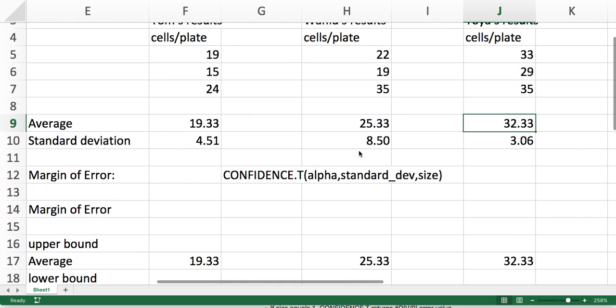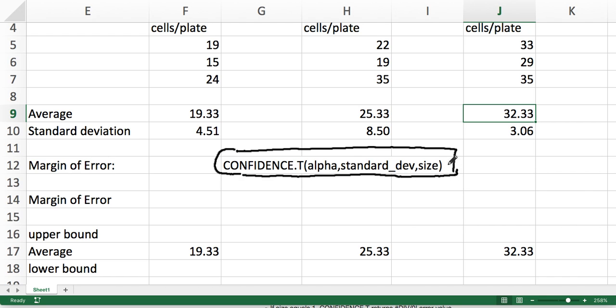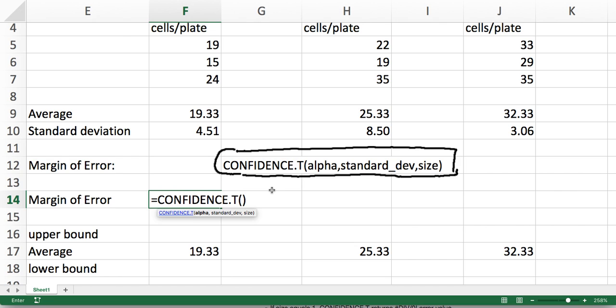So how do we get the margin of error? Now, the great thing is that in Excel, we have something that can automatically calculate this margin of error, and that is this equation here. It is CONFIDENCE.T. So how do we deal with that? We just simply put in this equation, equals CONFIDENCE.T, and if you start typing, it comes up with that. And now this CONFIDENCE.T asks us basically what do we want to have.